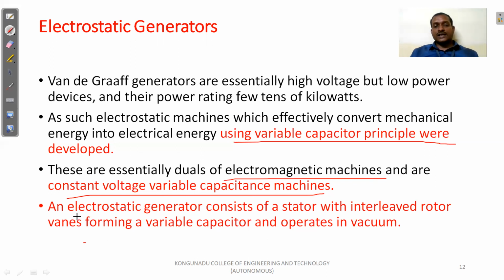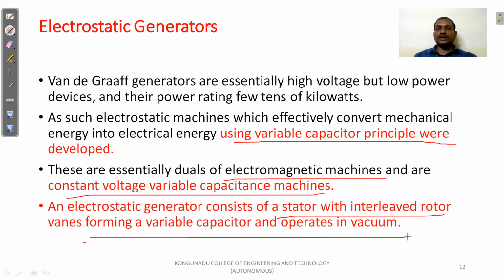The electrostatic generator consists of a stator with interleaved rotor vanes forming a variable capacitor, and operates in a vacuum. Basically, it consists of a stator with an interleaved rotor. The rotor is an interleaving type forming a variable capacitance. So on the rotor side, a variable capacitance is formed. This works under the variable capacitor principle.